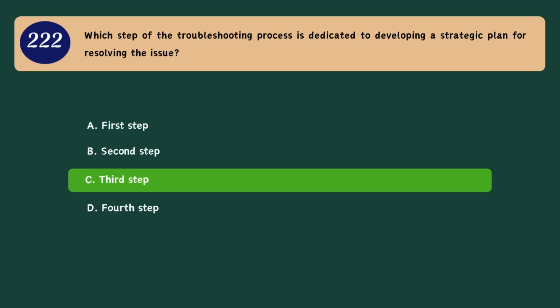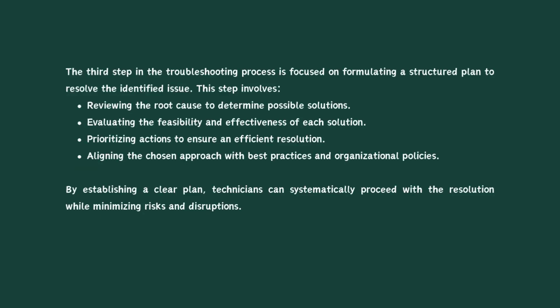Correct answer. C. Third step. The third step in the troubleshooting process is focused on formulating a structured plan to resolve the identified issue. This step involves reviewing the root cause to determine possible solutions, evaluating the feasibility and effectiveness of each solution, prioritizing actions to ensure an efficient resolution, aligning the chosen approach with best practices and organizational policies. By establishing a clear plan, technicians can systematically proceed with the resolution while minimizing risks and disruptions.